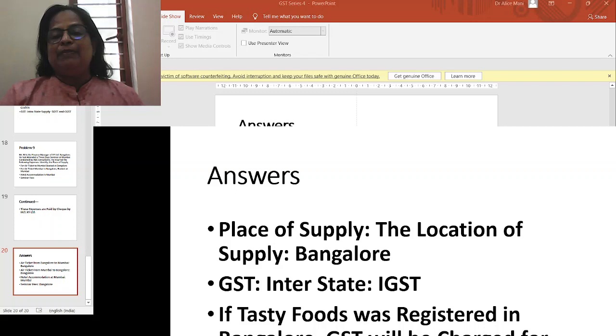So place of supply, if it's registered in Tamil Nadu or Hosur, then location of supply, that is the Bangalore. So GST will be interstate, that meaning Tamil Nadu to Karnataka. So IGST will be applicable. The third question is, if Tasty Foods was registered in Bangalore, GST will be charged for intra-state supply, and SGST and CGST will be applicable within Karnataka, that is intra-state.